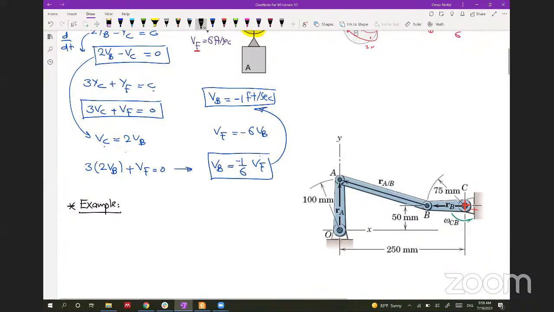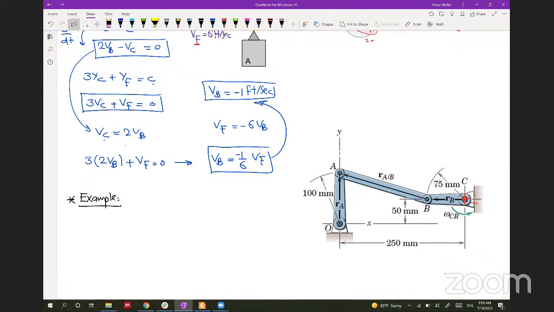So for this example, it's called multi-bar linkage. You have 3 bars that pin to each other at different locations. Some points are restrained from translation, but they are allowed to have fixed axis rotation, such as point O and point B and point C, sorry. Point B is free and point A is free.